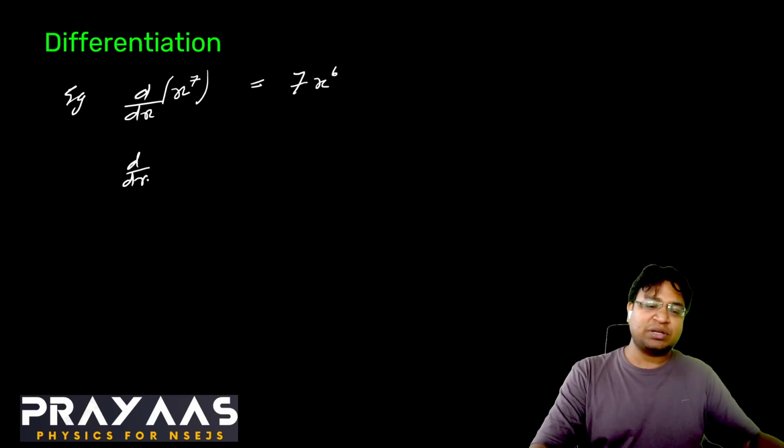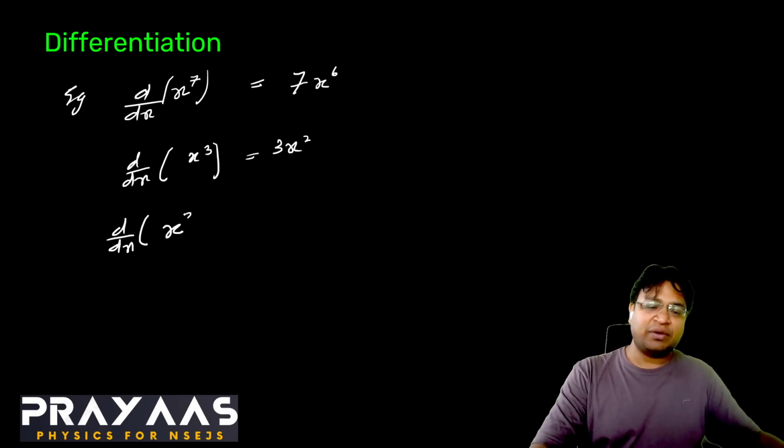Let me give you more examples. D by dx of x cube. This would be 3x square. Let me give you more examples. D by dx of x raised to power 3 by 2, let's say. So that will be 3 by 2 x raised to power half.